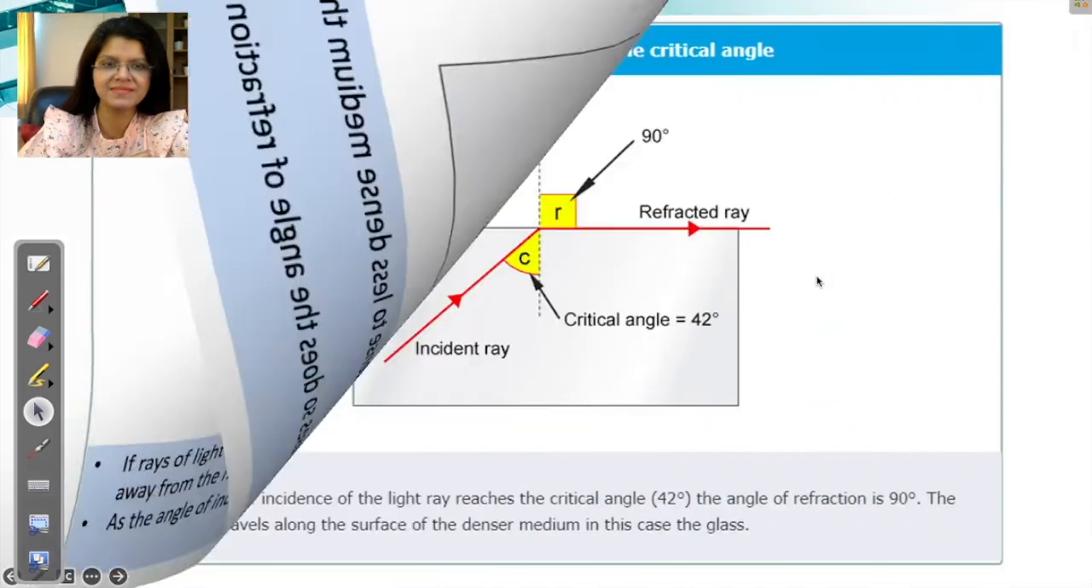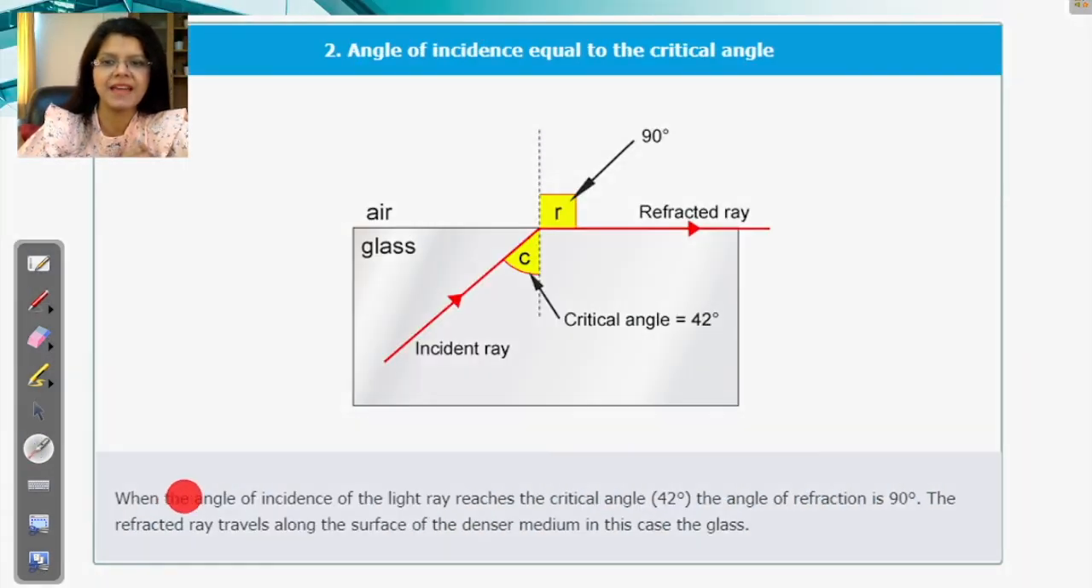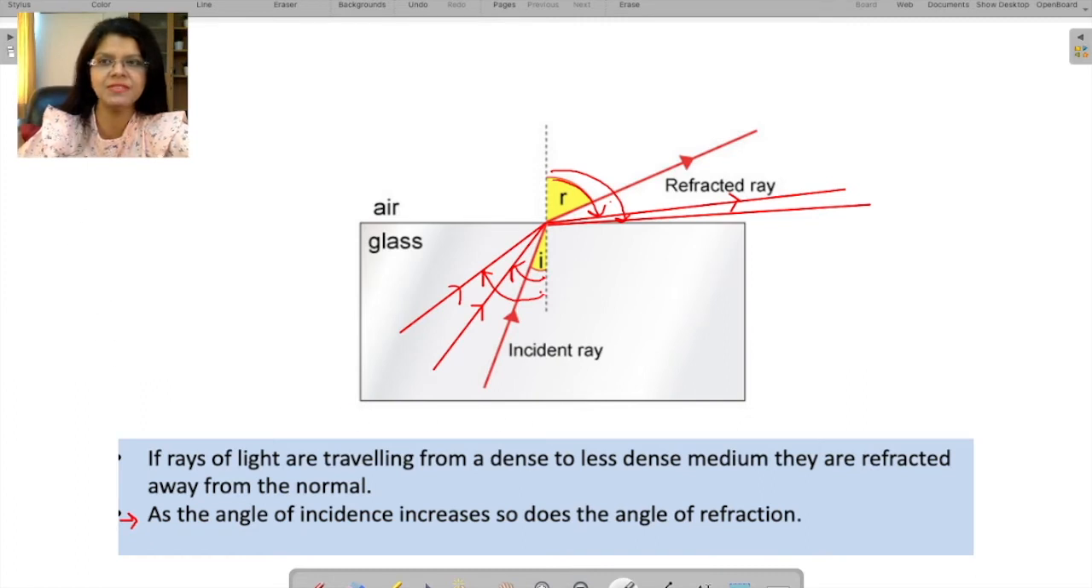What happens? When the angle of incidence of the light ray reaches a critical angle. So we have increased the angle of incidence so much, you arrive at an angle which you call the critical angle, when the refracted ray is emerging at an angle of refraction of 90 degrees. This angle is called a critical angle. The angle of incidence at which the refracted ray or the refracted angle becomes 90 degrees is called your critical angle. So let's come back to our whiteboard.